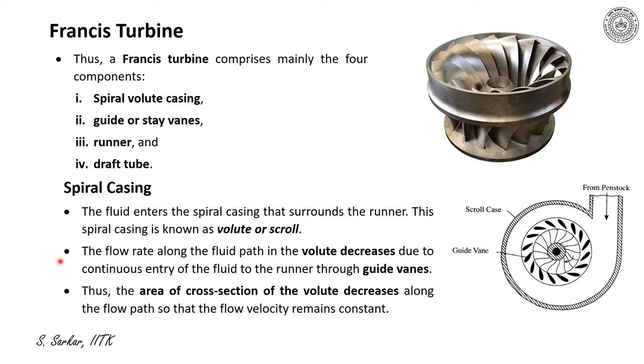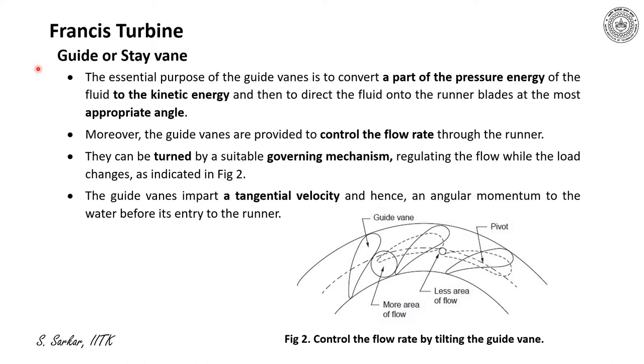through the guide vanes. Thus, the cross-sectional area of the volute decreases along the flow path so that the flow velocity remains almost constant. I will now discuss the guide vane. The essential purpose of the guide vane is to convert a part of the pressure energy of fluid to kinetic energy and then to direct the fluid onto the runner at the most appropriate angles.